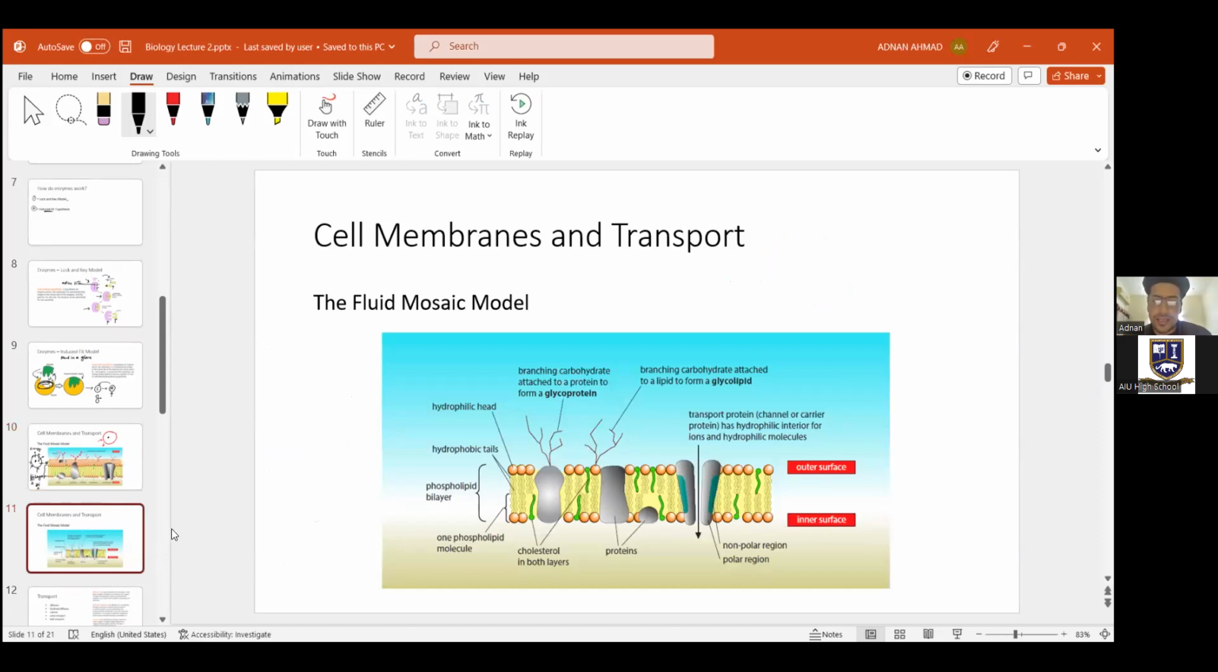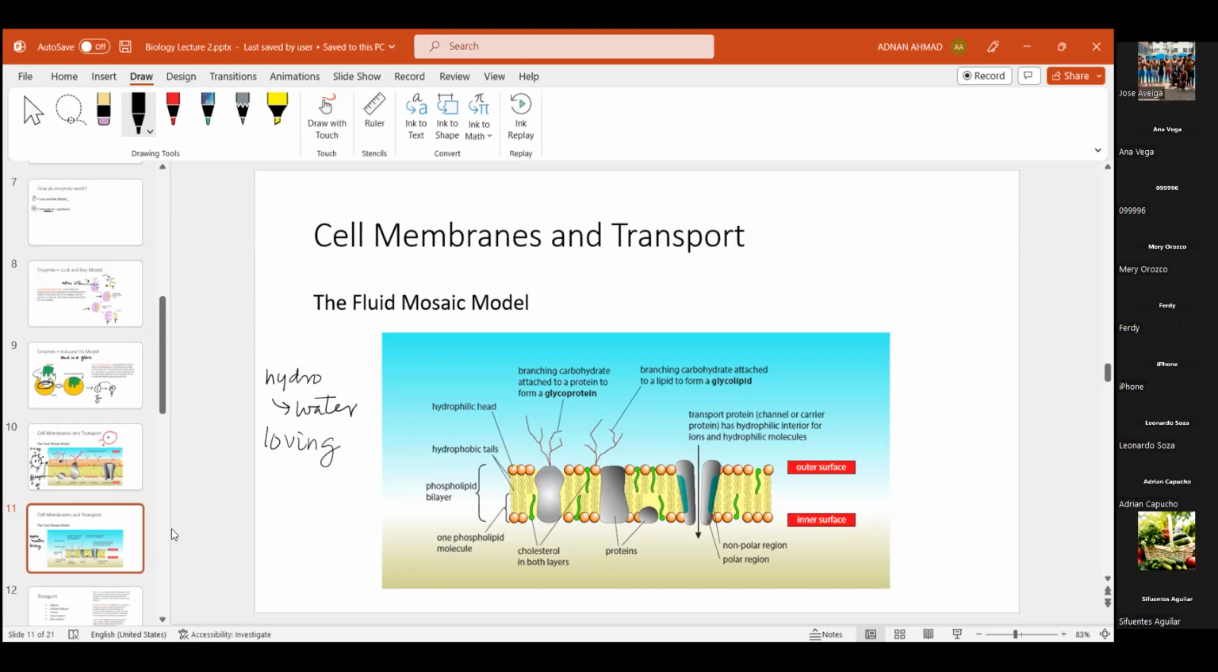Here you can see the phospholipid bilayer of the cell membrane. We have a hydrophilic head. What do we mean by hydrophilic? Hydrophilic can be split into two words. What do we mean by hydro? Okay, hydro means water. And philic, P-H-I-L-I-C, means loving. So this is the water-loving part of the cell membrane, and that is on the outside.